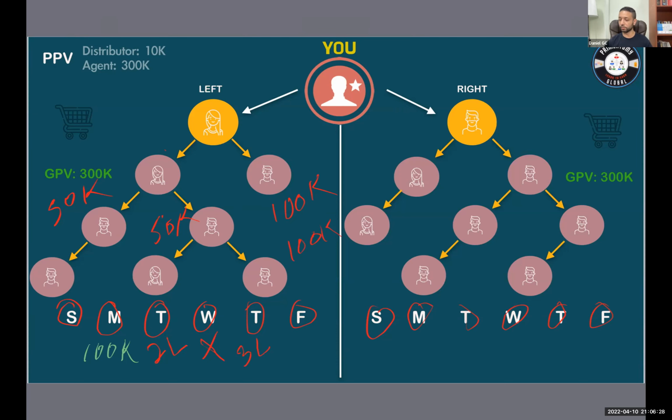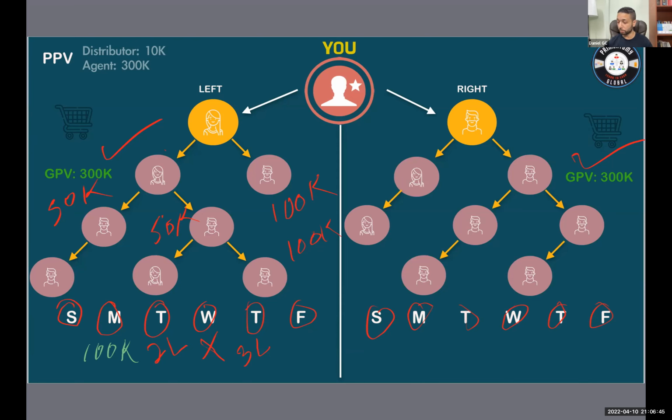It's the same thing even on your right. So your left leg is done. Now on your right leg, let's say in the same week, if the same thing happens, then you have 3 lakh on your left and 3 lakh on your right. That's where that turns into commission.